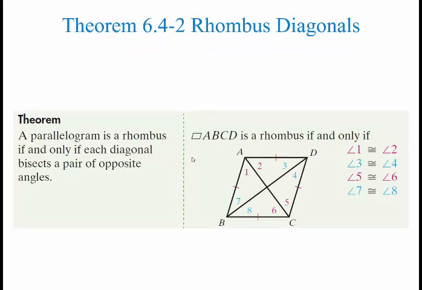Another theorem, right? This is rhombus diagonals. A parallelogram is a rhombus if and only if each diagonal bisects a pair of opposite angles. So parallelogram ABCD is a rhombus if and only if it bisects the angles: angle 1 is congruent to angle 2, angle 3 is congruent to angle 4, angle 5 is congruent to angle 6, and angle 7 is congruent to angle 8. So these angle pairs are congruent. They have the same measure because the diagonals bisect, and that will guarantee that it's a rhombus.